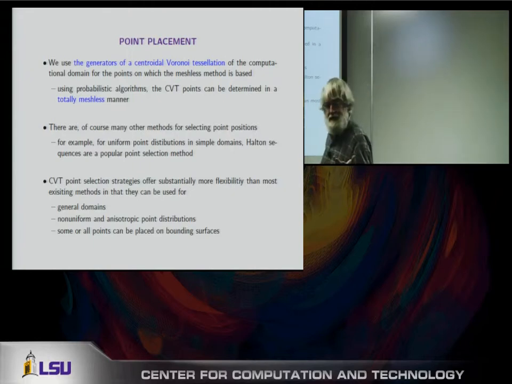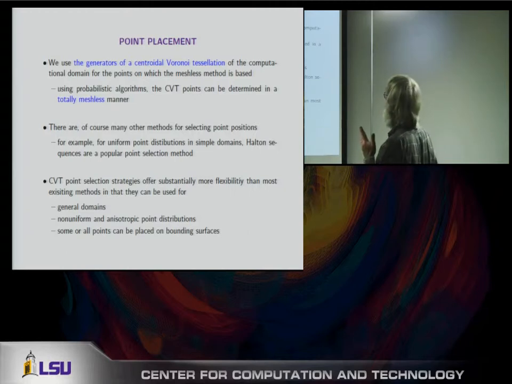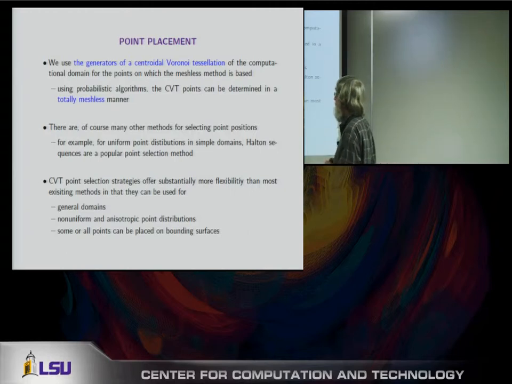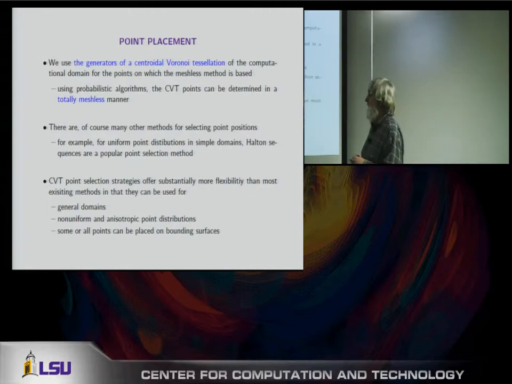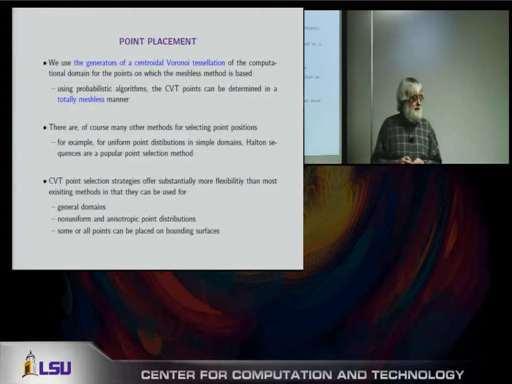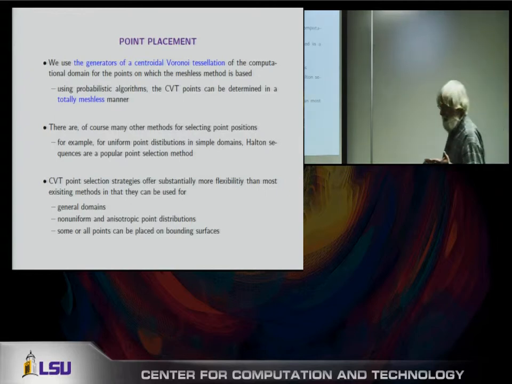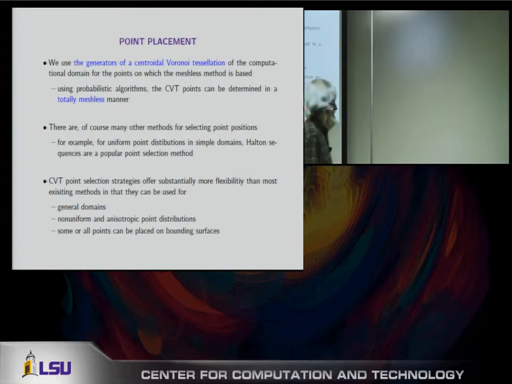meshless method, supposedly you don't have to do a mesh. You just throw some points down and you're done. Well, most point placement methods require a mesh, at least a background mesh. So CVTs, as I've shown you some pictures, work for general domains. You can do non-uniform and anisotropic point distributions, and if you want to, you can place some of the points on the boundary. And in the probabilistic algorithm, you only need to know if your sample point is inside your domain or outside your domain, which is often information you can get from the CAD program that generated your boundary.